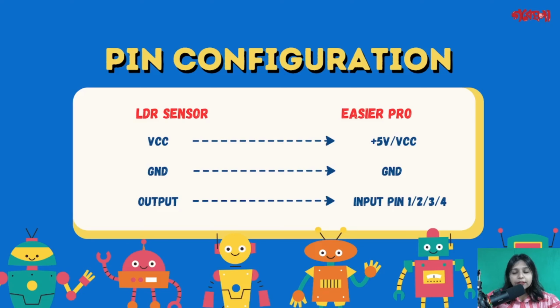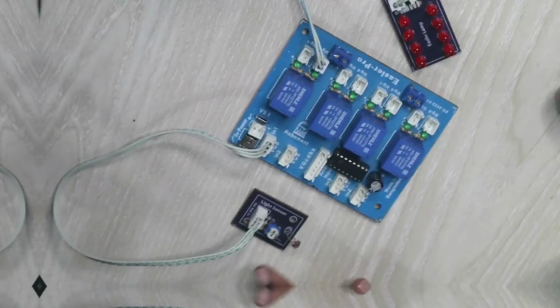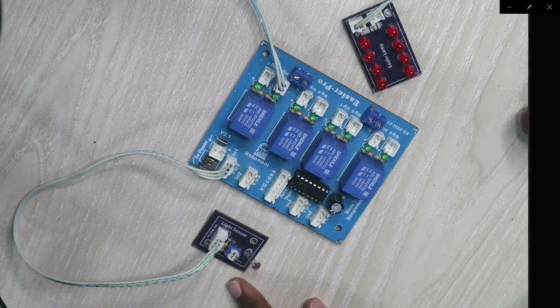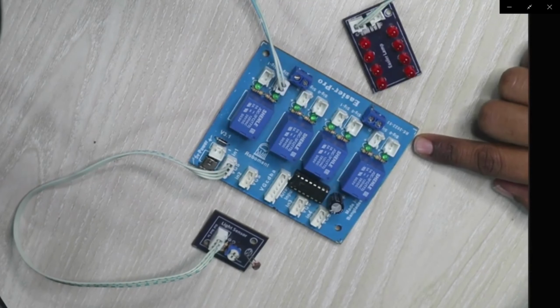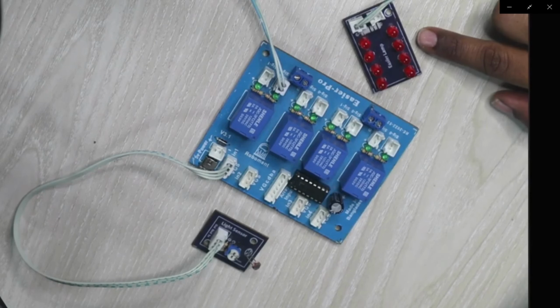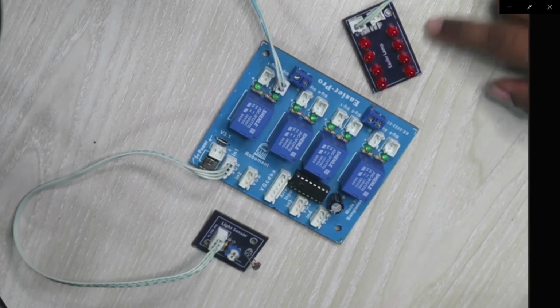Here is the pin configuration. This is a simple pin configuration for the circuit connection. So the sensor's VCC goes to the Easier Pro VCC or 5 volt, and ground goes to the ground, and the sensor's output pin goes to the Easier Pro board input pin. This is the light sensor, the Easier Pro board, and this is the load. I use an LED.